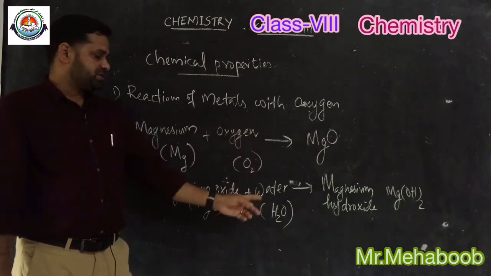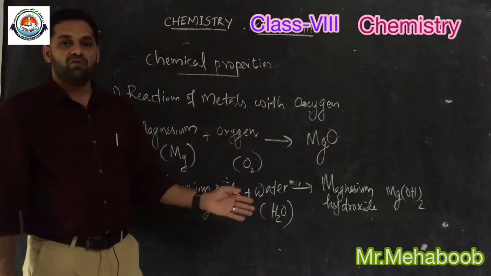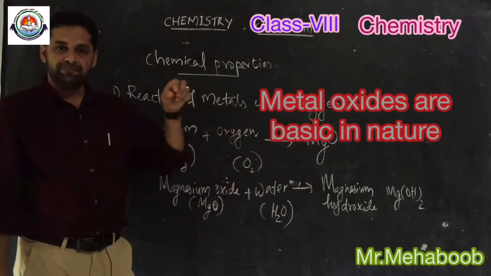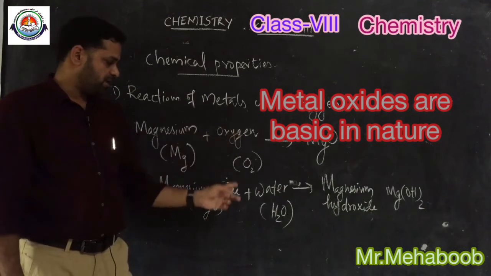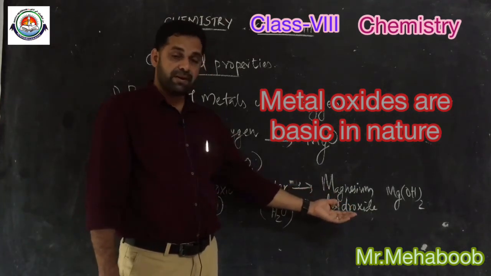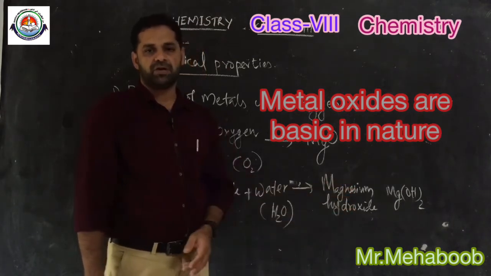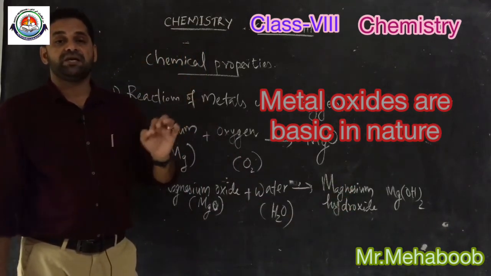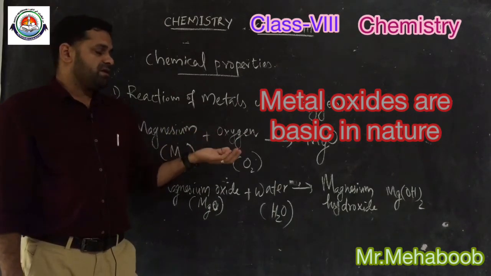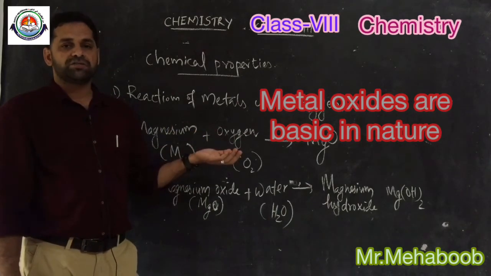So, metal oxides, here also magnesium oxide. What is the nature of metal oxide? Metal oxides are basic in nature, because when metal oxide dissolves in water, it produces metal hydroxide. Here it is magnesium hydroxide. So, metal oxides are basic in nature. How can we prove that metal oxides are basic in nature?